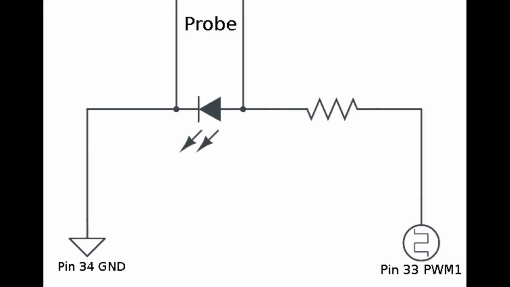The circuit we'll be using is very simple. Pin 33 will first be wired into a resistor. The resistor will be connected to a light emitting diode, and the light emitting diode will then be connected to the ground pin at 34. The probe will be connected around the LED, using the provided crocodile clips to connect the anode of the LED to the ground on the probe, and then using the probe head to connect to the cathode of the LED.